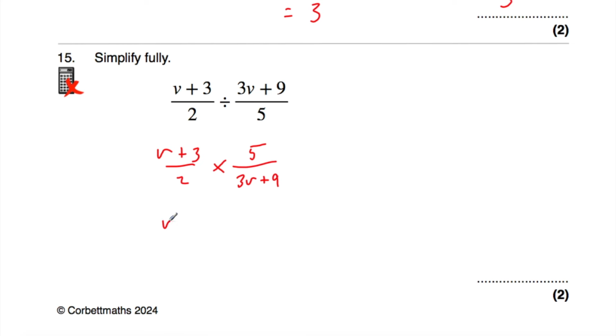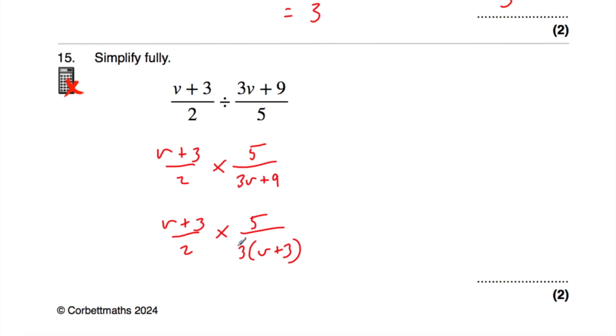So the first fraction will still be (v + 3)/2. And then we're going to multiply by 5 over, and then if we factorize this denominator, they're both divisible by 3. So it'd be 3 and then in brackets v plus 3, close brackets. So we've now got (v + 3)/2 multiplied by 5/(3(v + 3)).